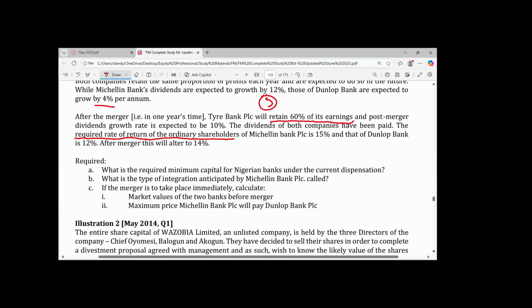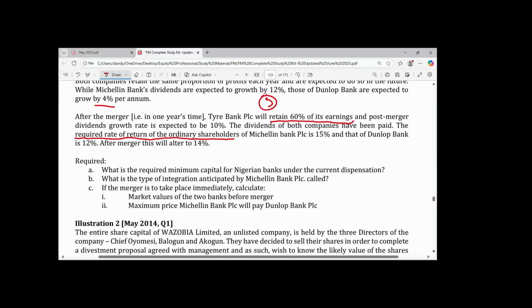Yes, that is the question. Number A, requirements. You are asked what is the required minimum capital for Nigerian banks under the current dispensation. When this question was tested for commercial banks, the minimum requirement was 25 billion naira. Of course, it is still applicable until the new threshold becomes operational, that will be 1st of April 2026. However, to answer these A requirements, the minimum required capital for commercial banks is 25 billion naira. That is what is still operational.